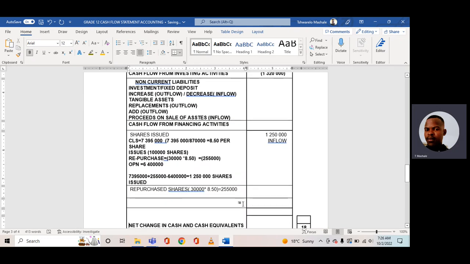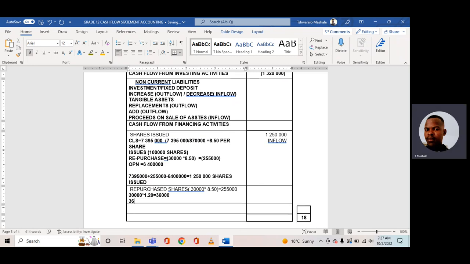We simply add the 30,000 multiplied by 1,20. Therefore, you're going to get an amount of 36,000. So if you take 255,000 plus 36,000, it's going to give you 291,000.